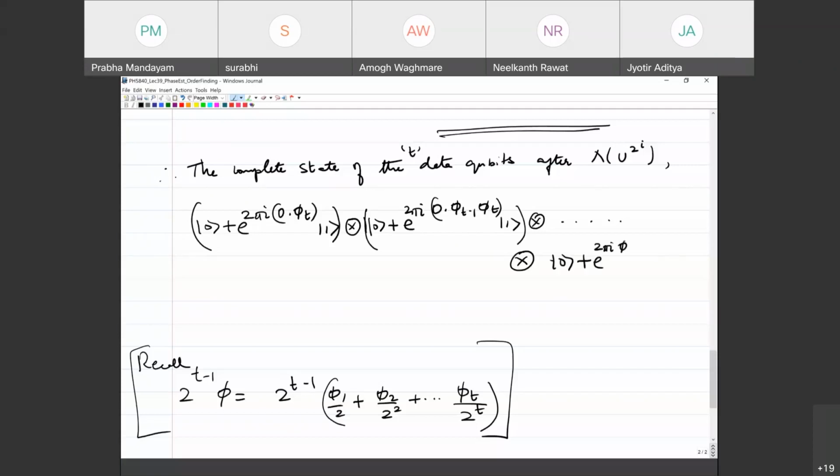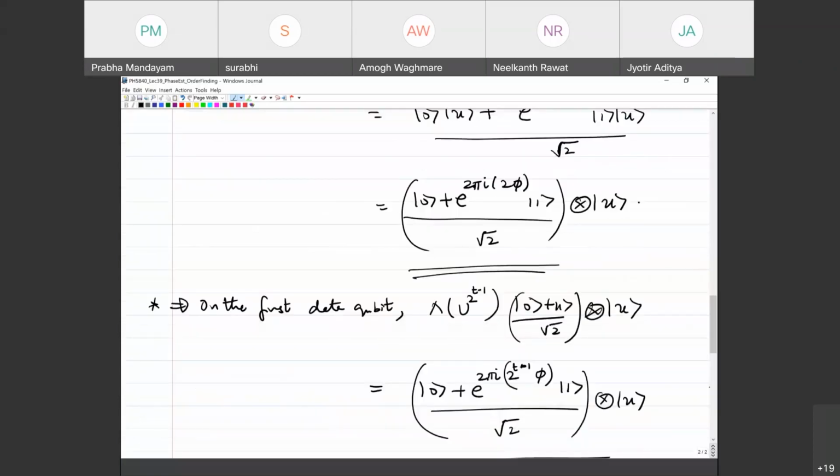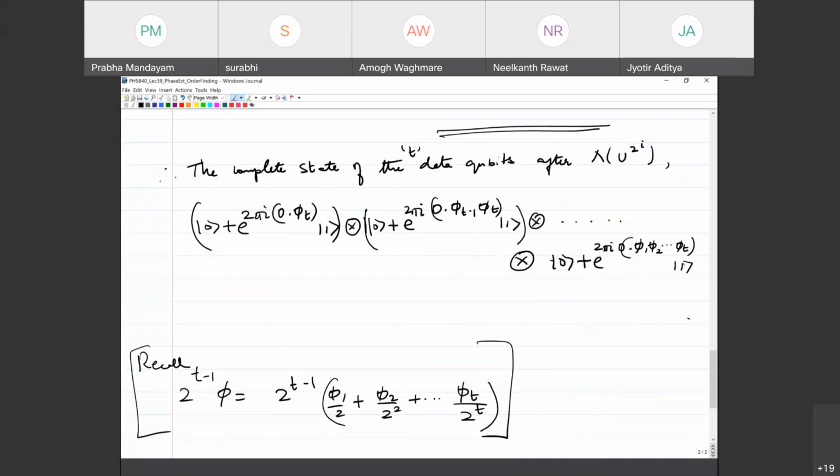So this will be e^{2πi 0.φ_1 φ_2 ... φ_t} |1⟩. And of course, this whole thing with the normalization 1 over 2^(t/2), right? So what does this final state of the data qubit remind you of? We have written down this expansion a few times now, this kind of product form with all these fractional powers of 2 in the different phases.